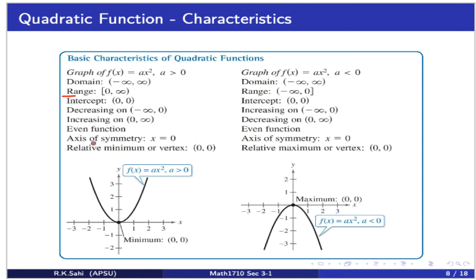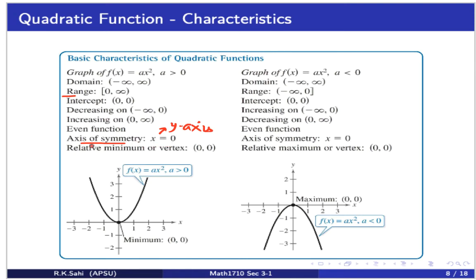Okay, the axis of symmetry. This y-axis is called the axis of symmetry. This is the proper way to represent this y-axis, because for every point on the y-axis, the x coordinate will be 0.